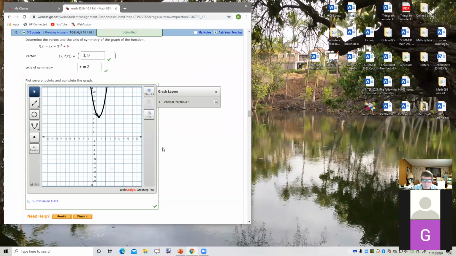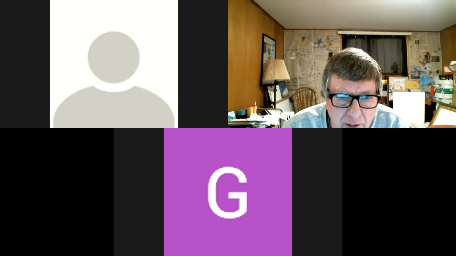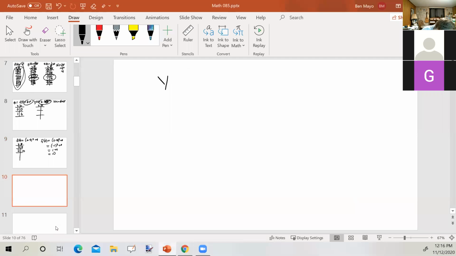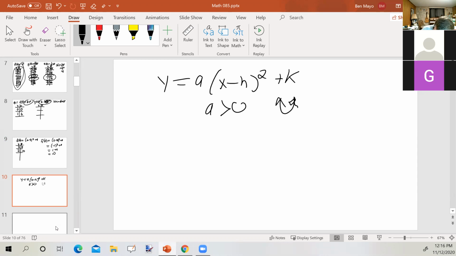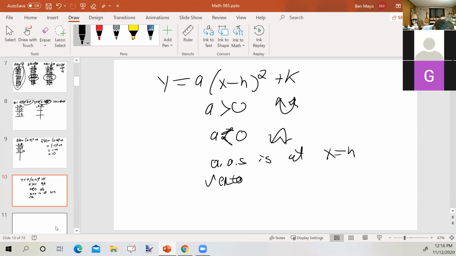Any questions? No. All right, so what we've looked at today was equations of the form y equals a times (x minus h) squared plus k. If a is greater than 0, it opens up. If a is less than 0, it opens down. The axis of symmetry is at x equals h, and the vertex is at (h, k).